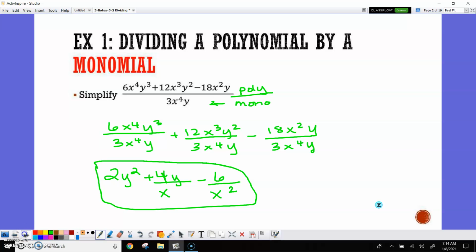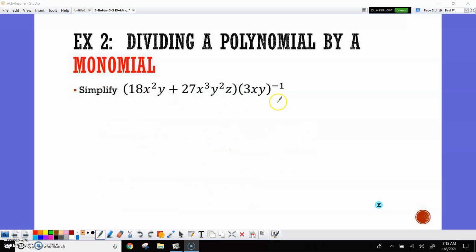Let's look at another one. Okay, so this one is written a little differently. So we have this polynomial and then we have times this polynomial, but it's raised to the -1 power. And knowing your negative exponent properties, we know that that means that it needs to be in the denominator. So really it would be this divided by 3xy to the +1. So we're just dividing by this.